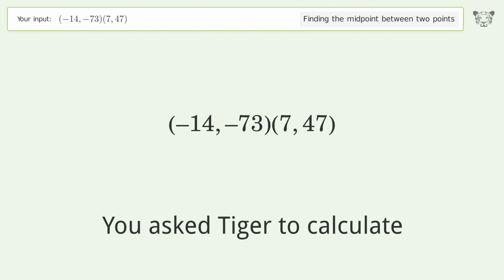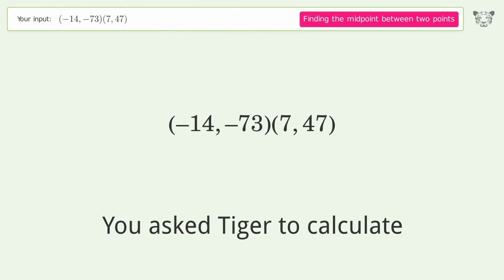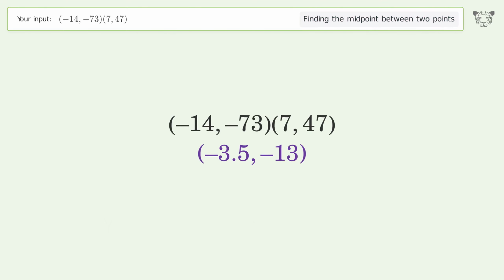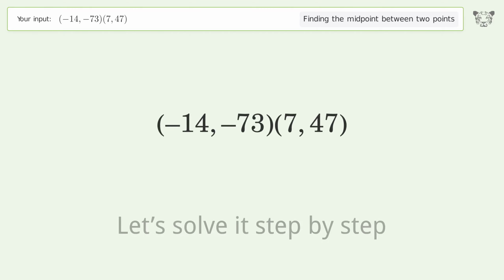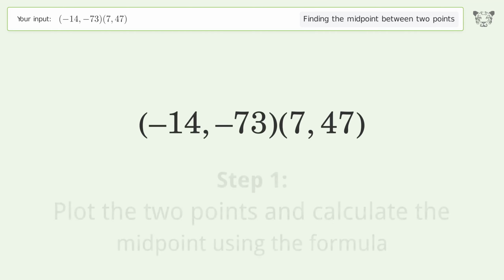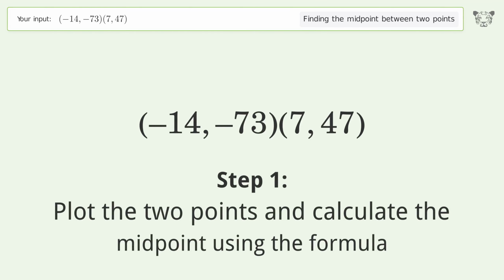You ask Tiger to calculate. This deals with finding the midpoint between 2 points. The midpoint between the 2 points is -3.5, -13. Let's solve it step by step. Plot the 2 points and calculate the midpoint using the formula.